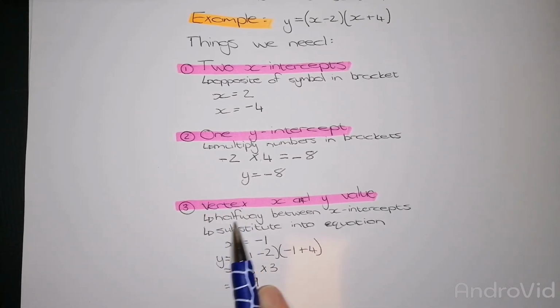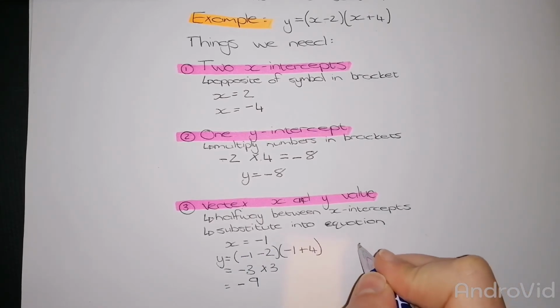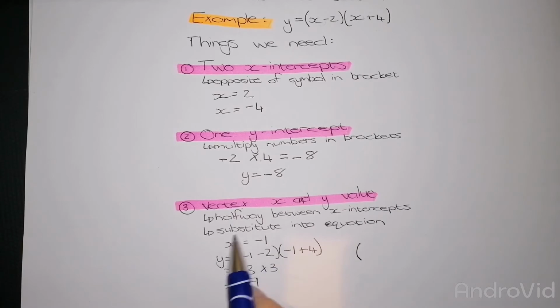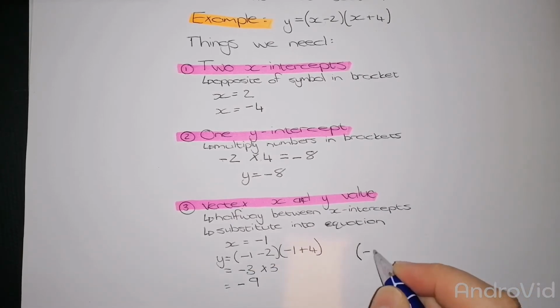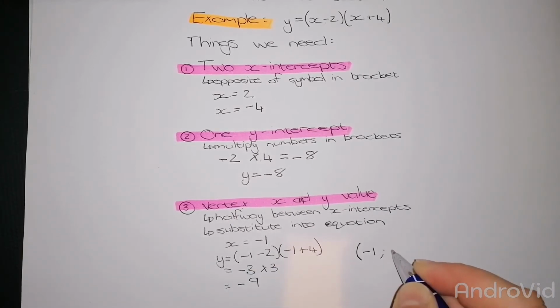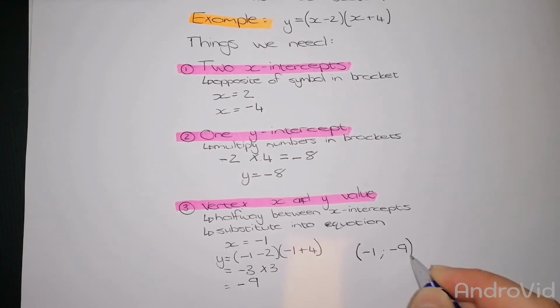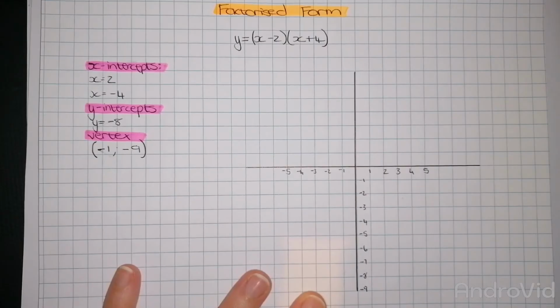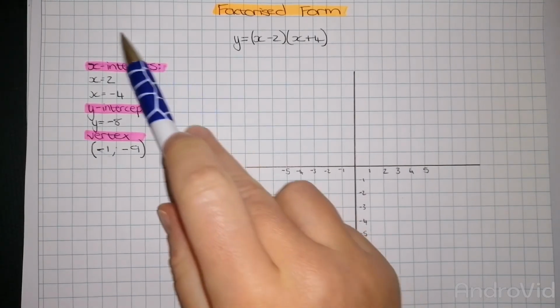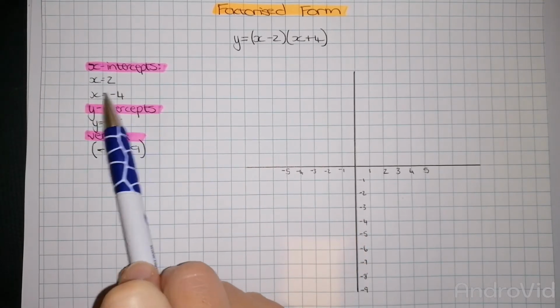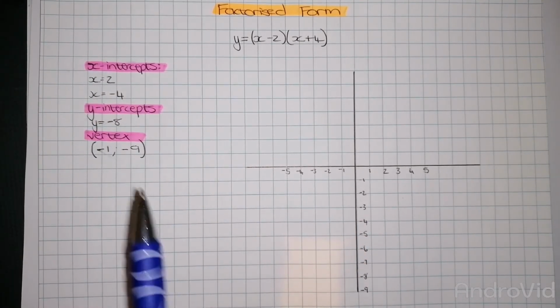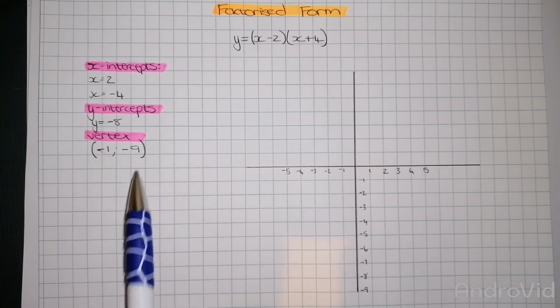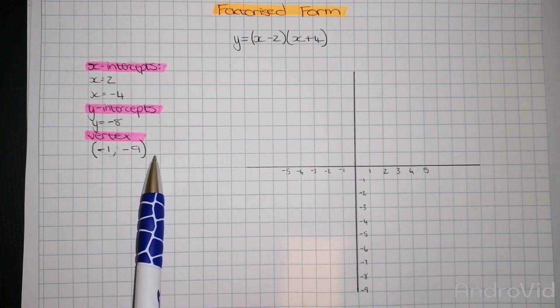When I write my vertex, it's very important to write it as a coordinate because that is essentially what it is. So I'm going to have my bracket. Remember, my x value of my coordinate always comes first, and then my second value. Now that I've found these values, my x-intercepts of 2 and negative 4, my y-intercept of negative 8, and my vertex of negative 1 and negative 9.